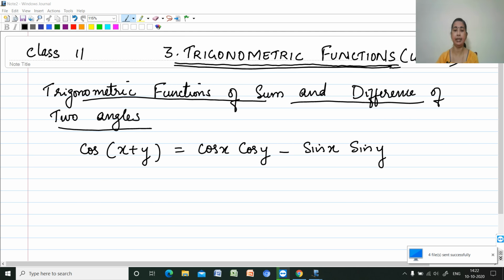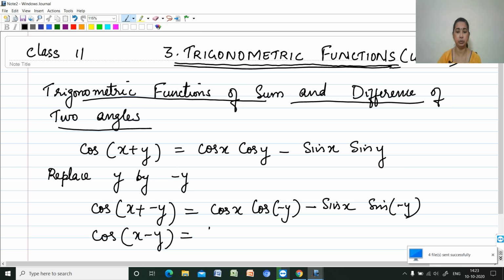That is, we will replace y by minus y. So what happens in this identity? It becomes cos of x plus, instead of y I am putting minus y, equal to cos x into cos of minus y minus sin x into sin of minus y. And that is equal to, this plus into minus is minus. So cos of x minus y equals cos x into cos of minus y.